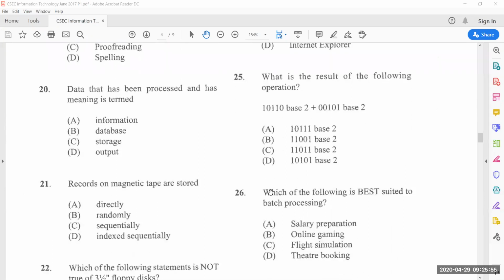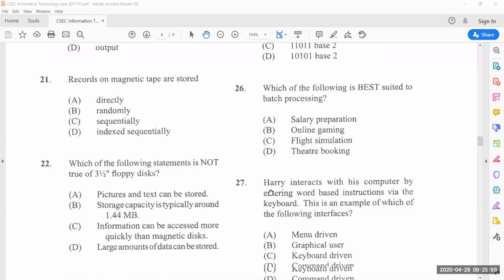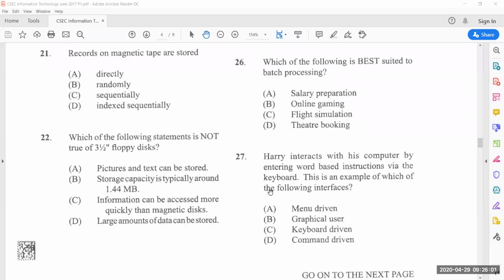25 is part of number representation, and you will not be assessed on that. Okay, moving on to 26. Which of the following is best suited to batch processing? And we have salary preparation, online gaming, flight simulation, and theater booking.